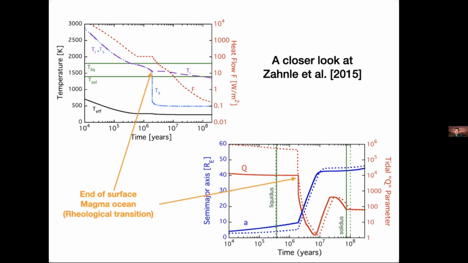Okay, so do you see the rheological transition playing two different roles here? It gives rise to a great amount of tidal dissipation because the mushy state is the most efficient in terms of tidal dissipation, and it also reduces the surface heat flow, which helps to keep the tidal heating within the solidifying magma ocean.